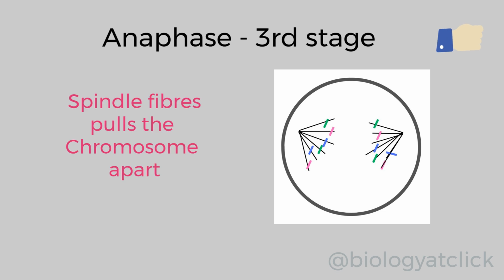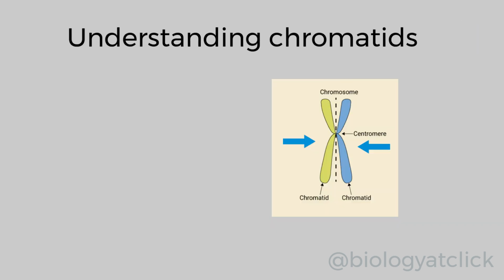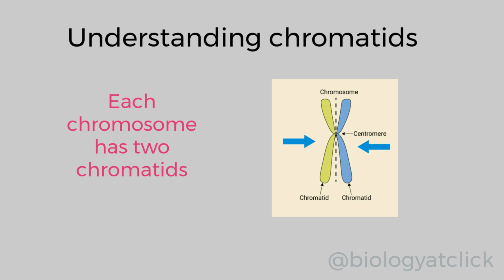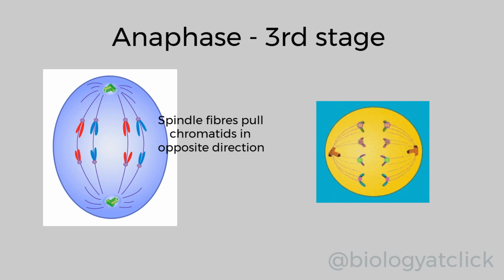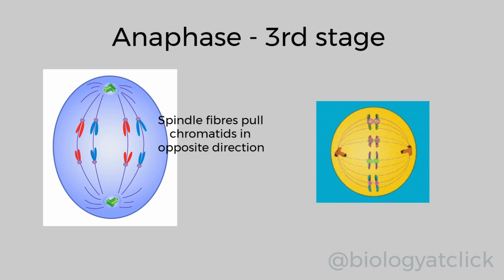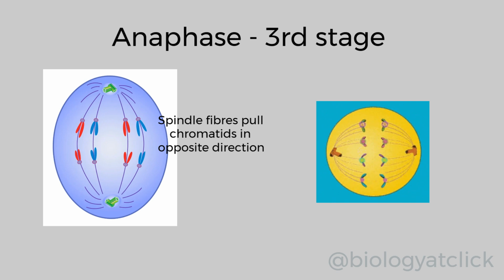Next is anaphase. During anaphase, the spindle fibers start to pull the chromosomes in opposite directions. Just to recall, each chromosome is made up of two sister chromatids. So the chromatids of each chromosome will start to move in opposite directions. One chromatid moves to the left and the other chromatid will move to the right.